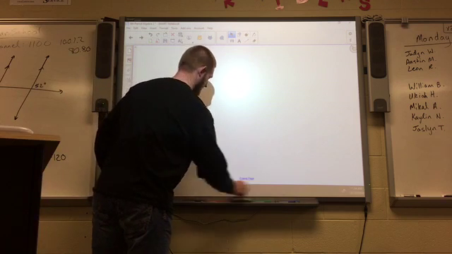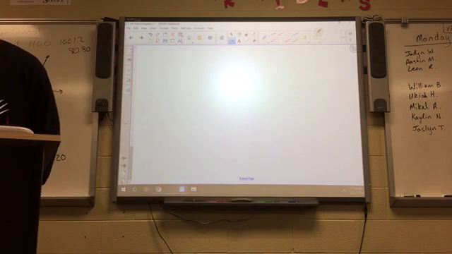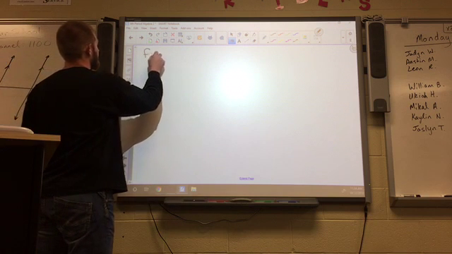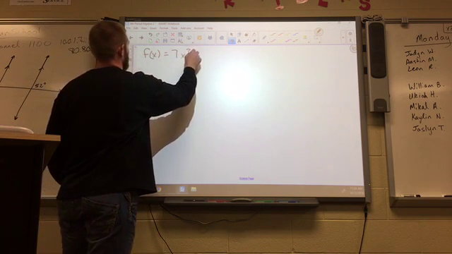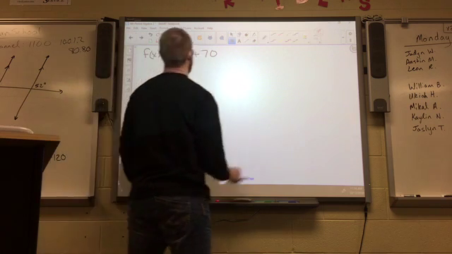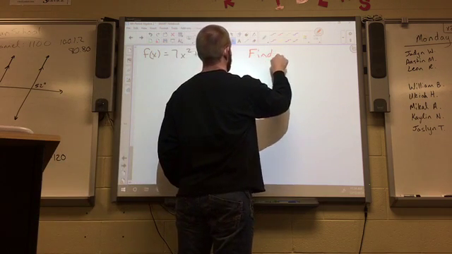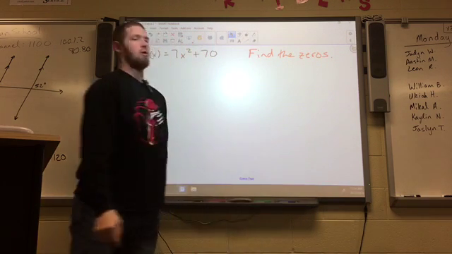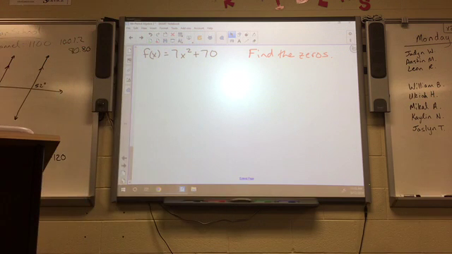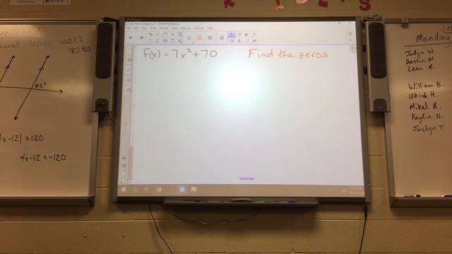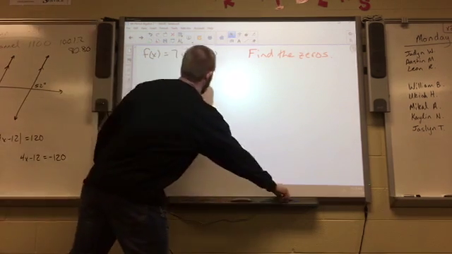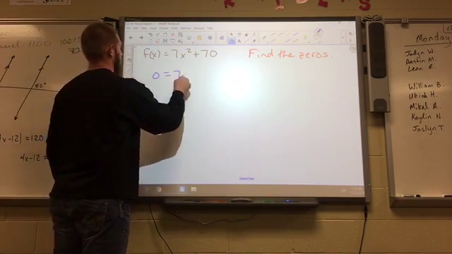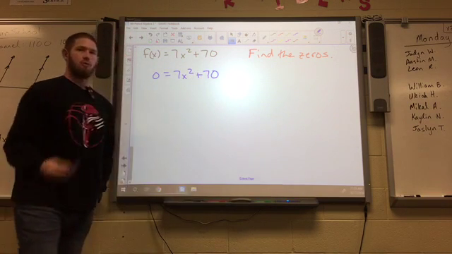Example 7. Last example I have for you. They give me f of x equals 7x squared plus 70. Directions are find the zeros. How does that affect what we do? You put a 0 in for y and then solve for x. It does not make it any harder. All you have to do is put a 0 here, and now we're back to the exact same place we were in the last problem.